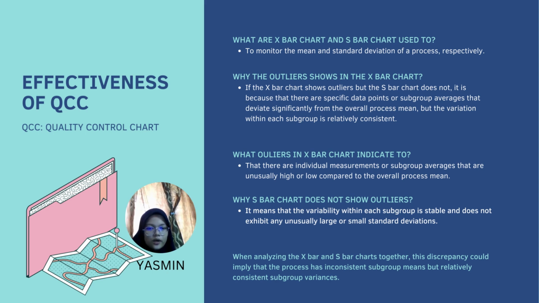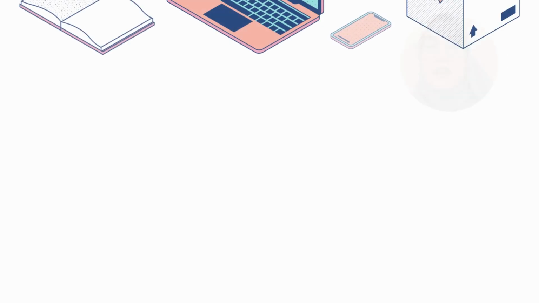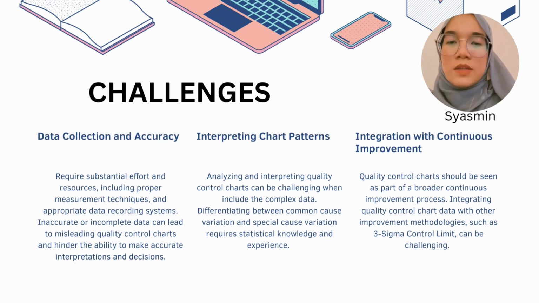While S charts do not show outliers, it means that the variability within each subgroup is stable and does not have any large or small standard deviation. There are so many challenges when we interpret data in our project. The first one is data collection and accuracy. The second one is interpreting chart patterns, and the last one is integrating with continuous improvement.